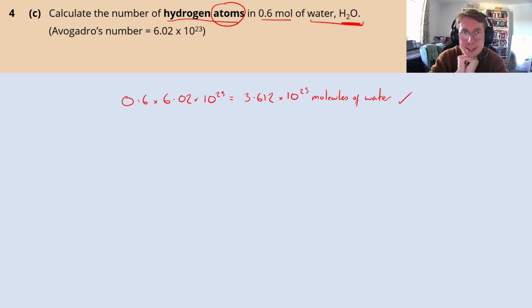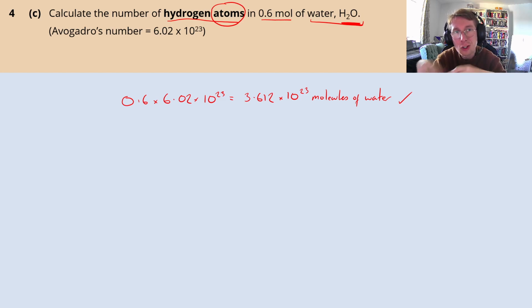But now we need to consider about how many hydrogen atoms there are in a water molecule. Now the analogy I like to use here is if you imagine you've got a bike. A bike has 2 wheels. So if you've got 2 bikes, you've got in total 4 wheels. If you've got 10 bikes, you've got 20 wheels. You're always going to have twice as many wheels as the number of bikes you have, because the bike has got 2 wheels.